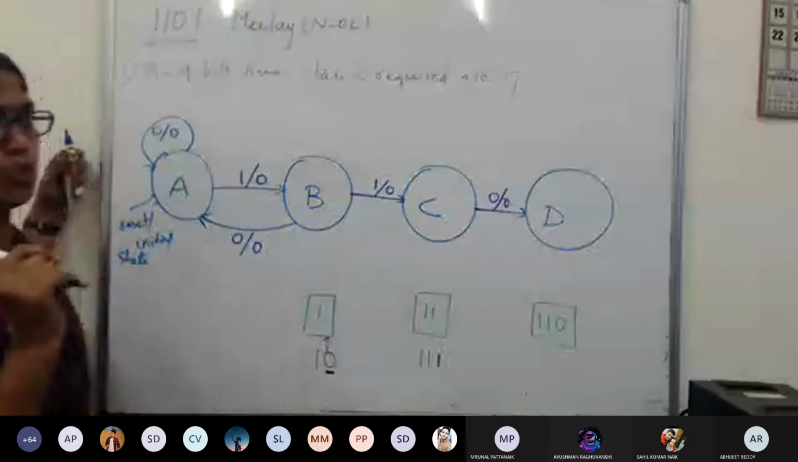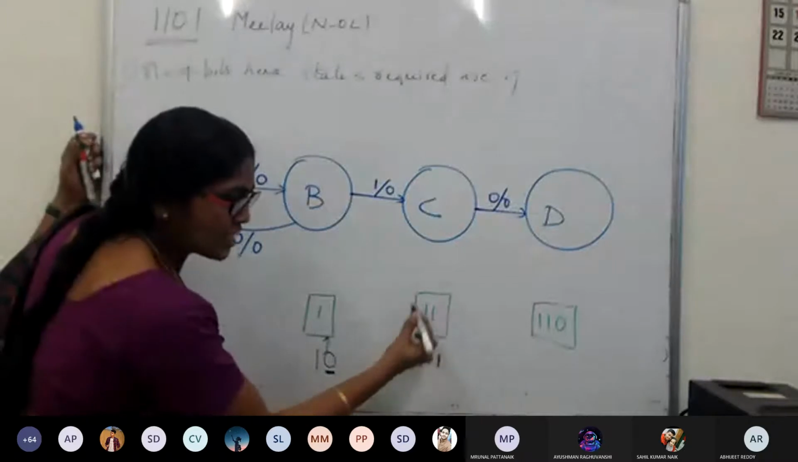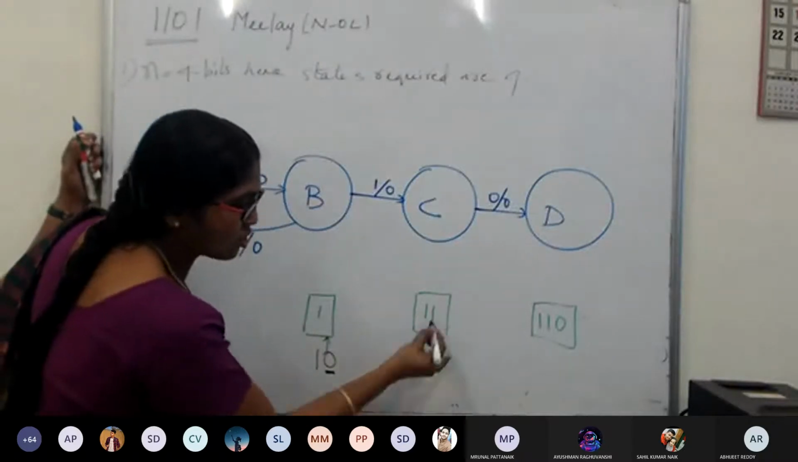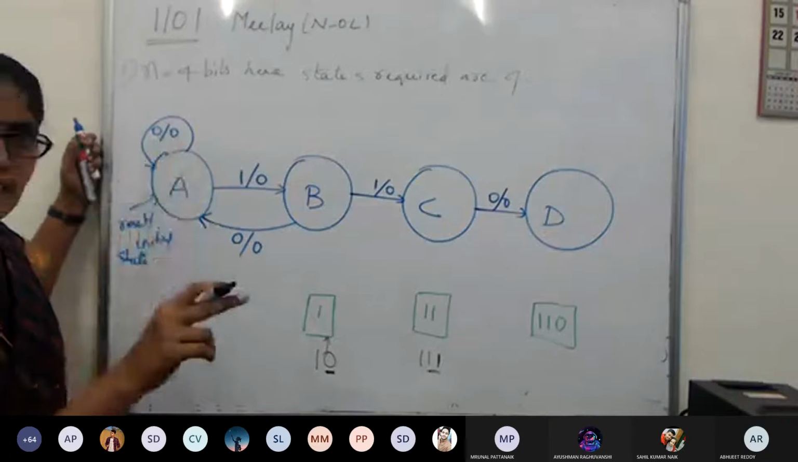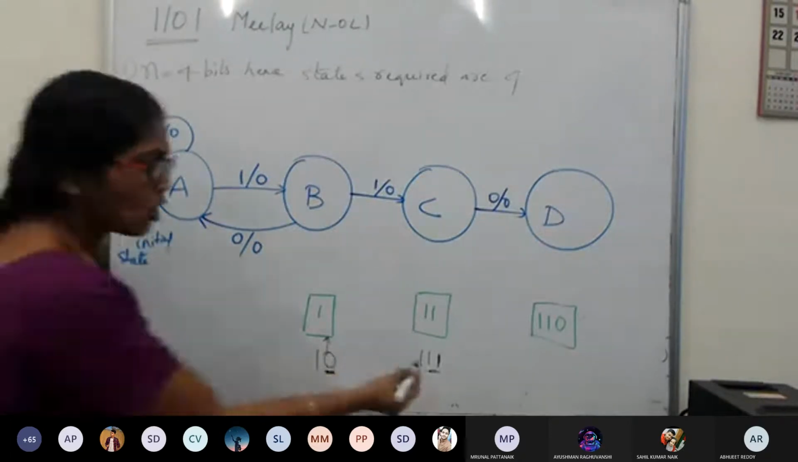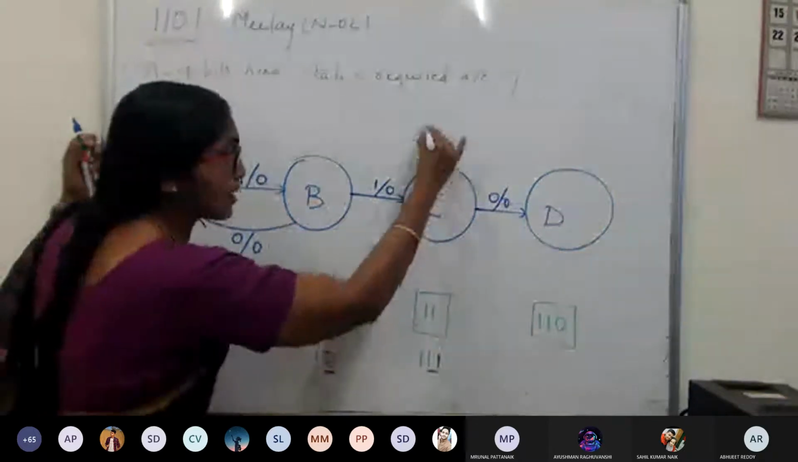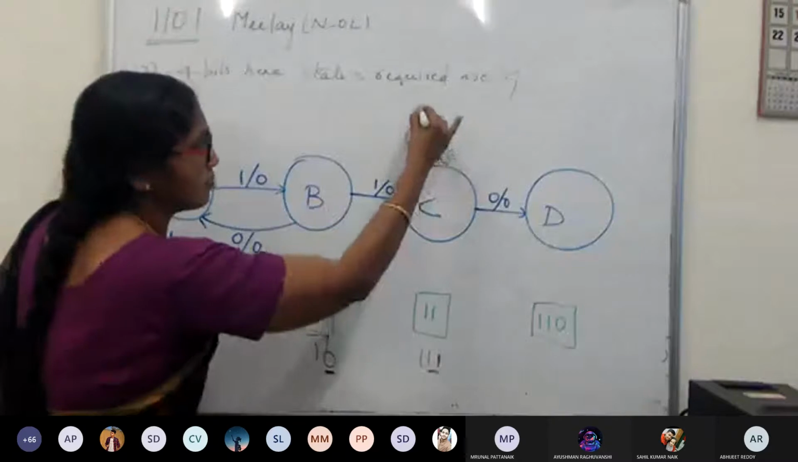So the question is, C is a 2-bit state. So compare the last 2 bits with this one. If there is a match, stay there. If it is a mismatch, then we have to do something else, I will tell you. Luckily, we had a match. So according to the rule, it stays in the same state.